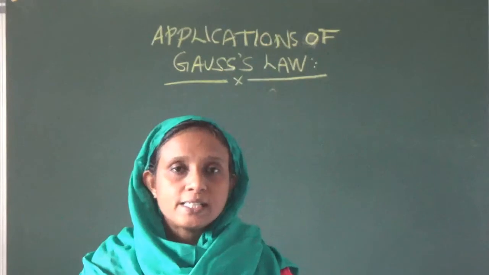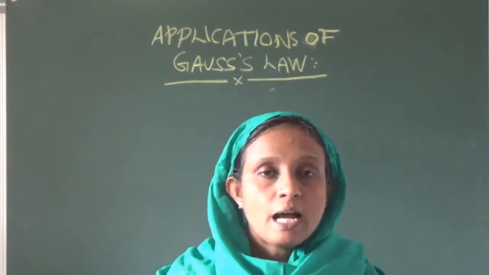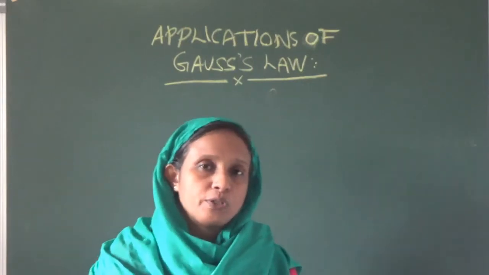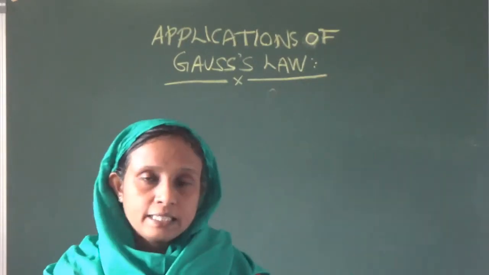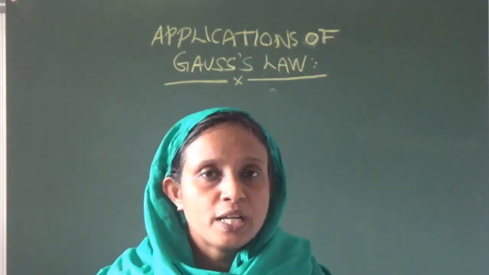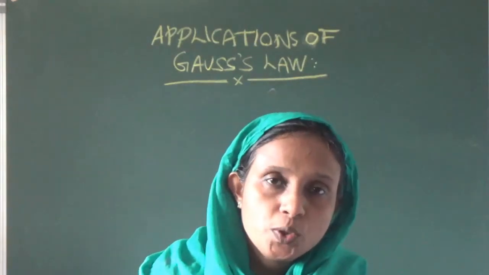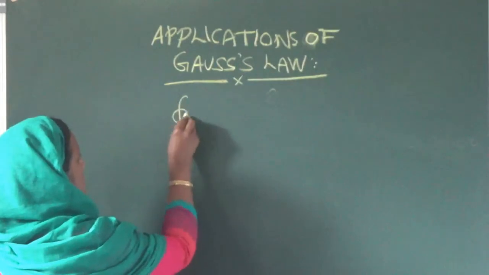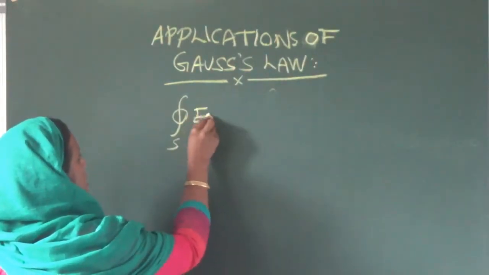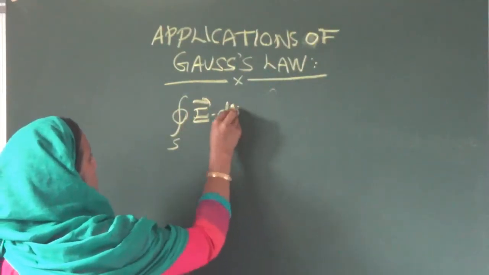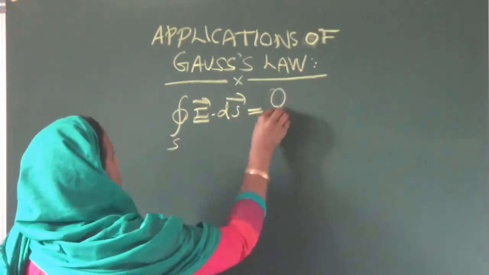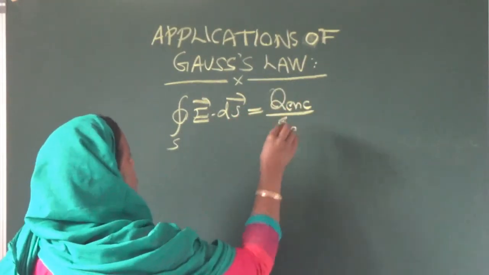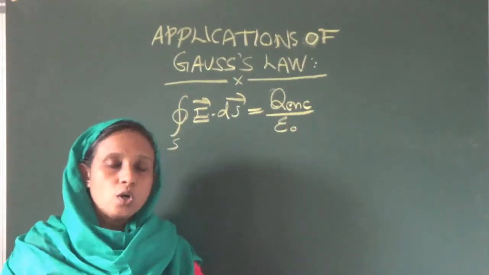Hi my dear students, today we will learn about application of Gauss's law. In previous classes we learned about Gauss's law, and there we studied that the flux due to an electric field through a closed surface, given by the surface integral of electric field, is equal to the charge enclosed by the surface divided by epsilon 0. This is called Gauss's law.